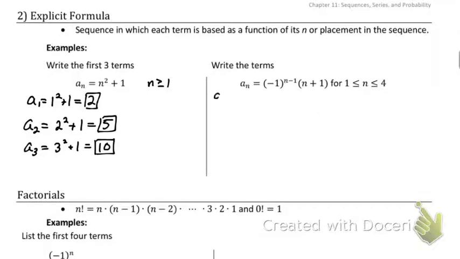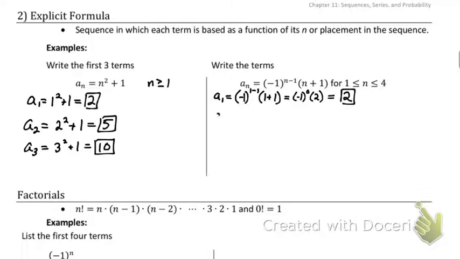So we're going to start with a sub 1. A sub 1 tells me I'm going to replace all my n's with 1. So we're going to have negative 1 to the 1 minus 1 times 1 plus 1. All right, that's going to give me negative 1 to the 0th power times 2. Just for a refresher of algebra, anything to the 0th power is a positive 1. So negative 1 to the 0th power is a positive 1. So this is a positive 2.